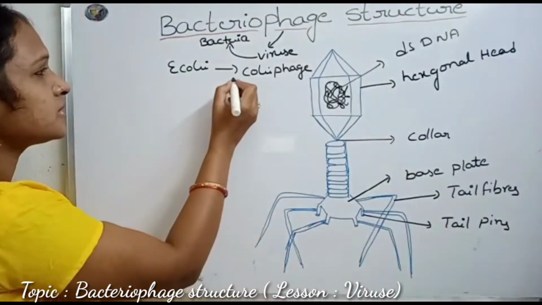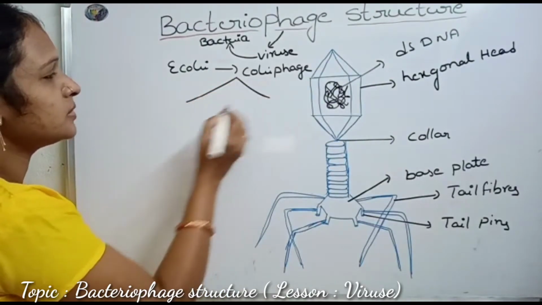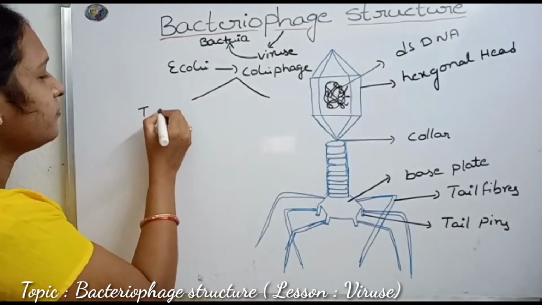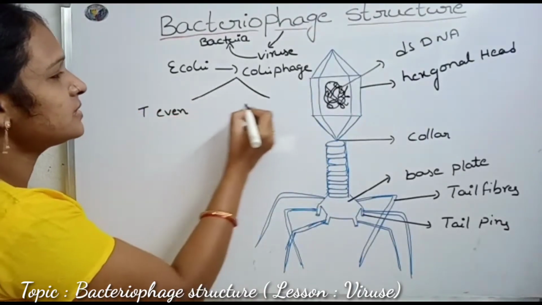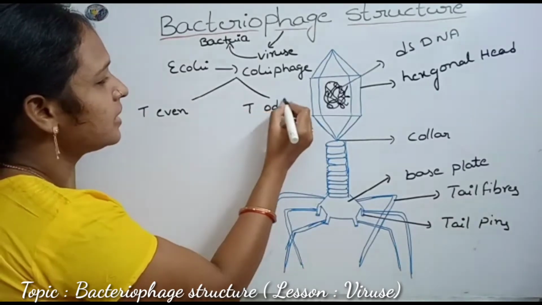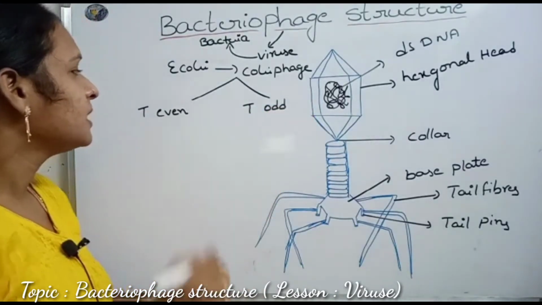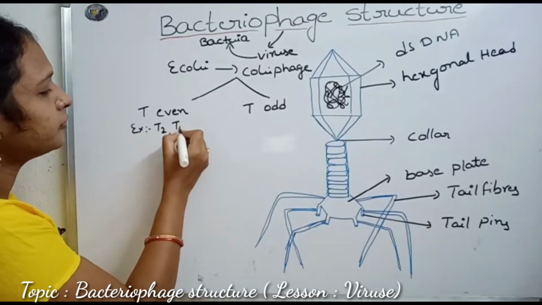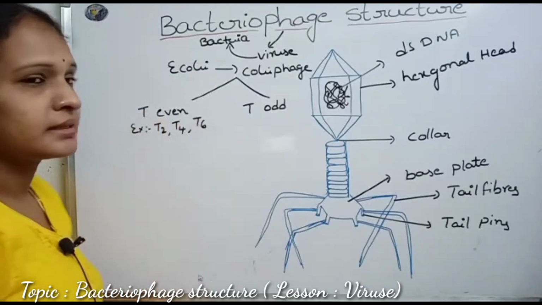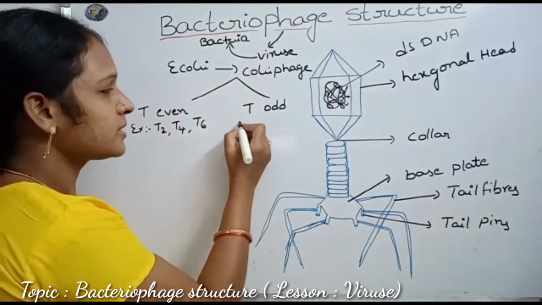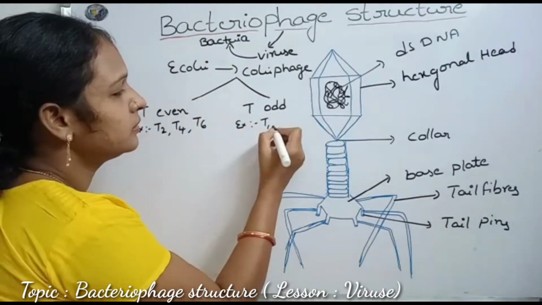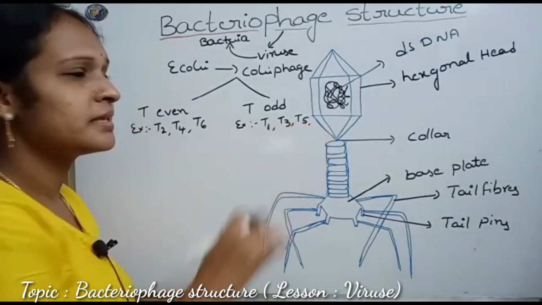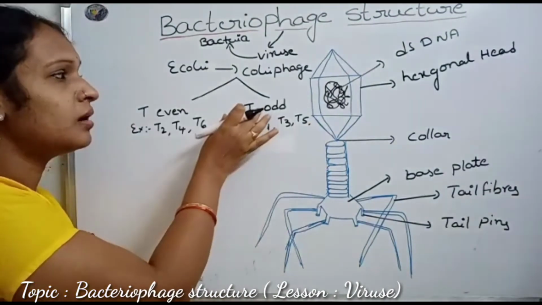These coliphages are divided into two types: T even phages and T odd phages, that is, even numbers and odd numbers. Examples of T even phages are T2, T4 and T6 etc. Examples of T odd phages are T1, T3, T5, T7 etc.